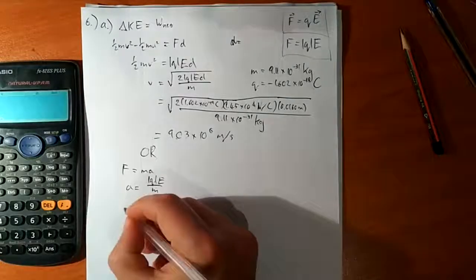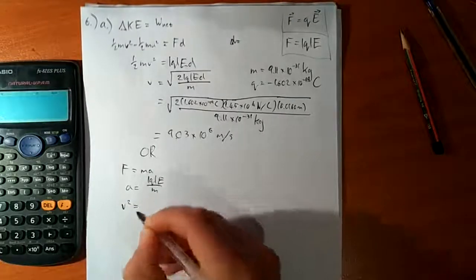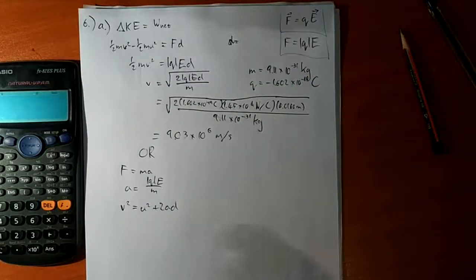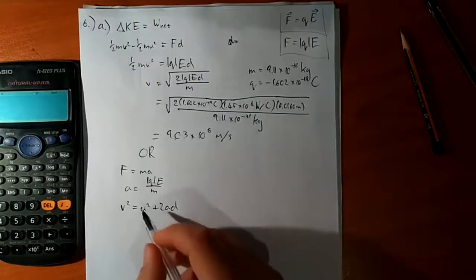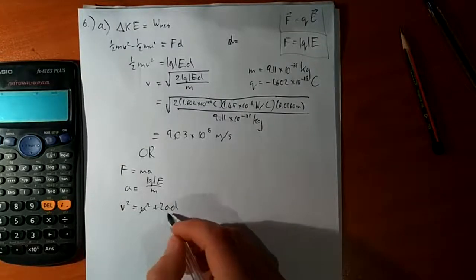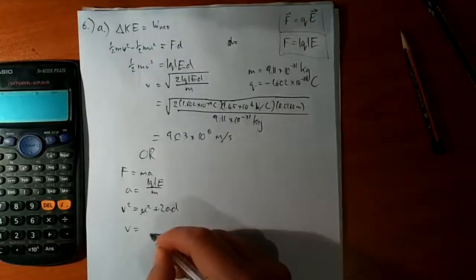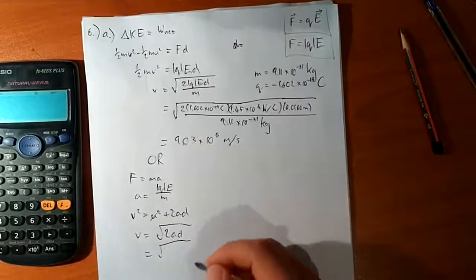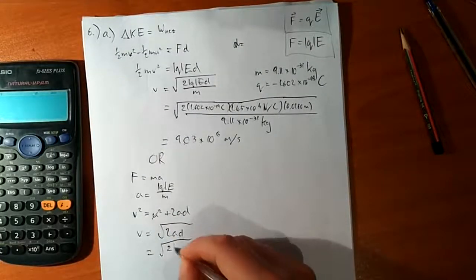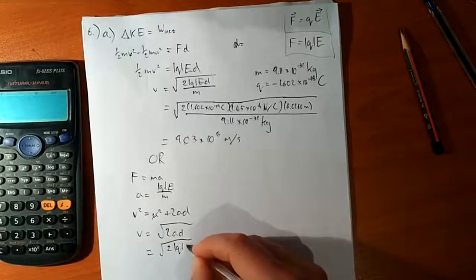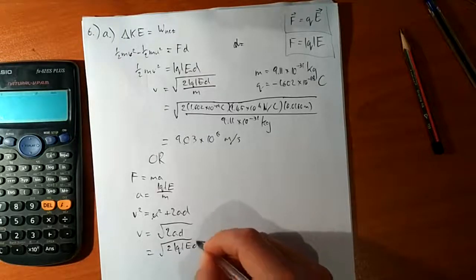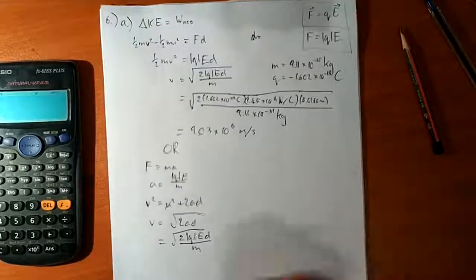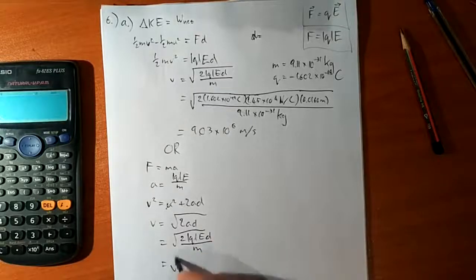Now, one of the equations of motion is v squared is equal to u squared plus 2a, well I use d in this case, for the distance between the plates. Okay, u is just 0, and I am after v. So v is equal to the square root of 2ad, which is equal to the square root of 2QEd over m. Okay, and that you can calculate as well. So just substitute all the values for that.